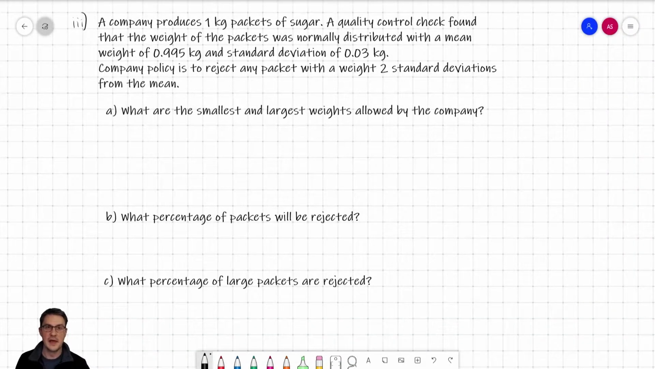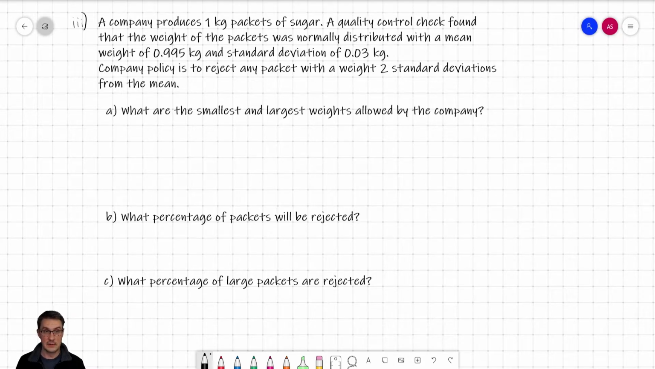In this example, we have a company that produces 1 kilogram packets of sugar. A quality control check found that the weight of the packets was normally distributed with a mean weight of 0.995 kilograms and a standard deviation of 0.03 kilograms. Now, company policy is to reject any packet with a weight which is 2 standard deviations from the mean.